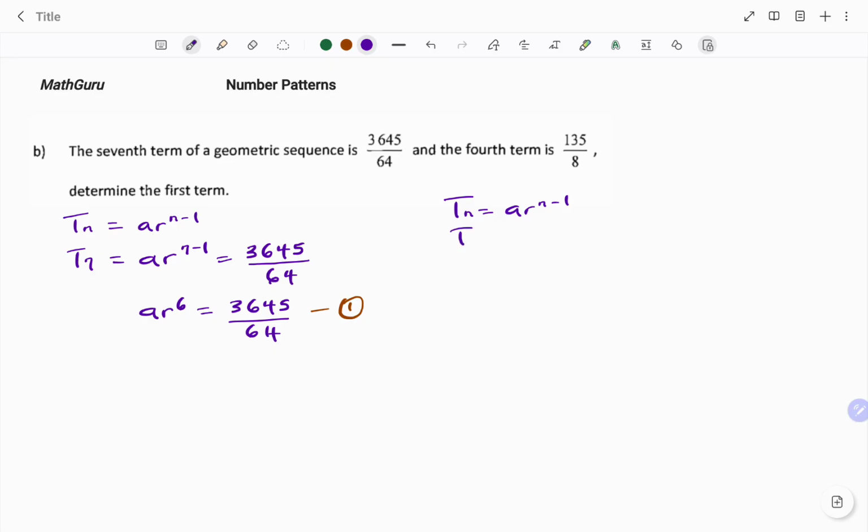So to find the fourth term, T4 will be ar^(4-1), which is equal to ar^3. And we've been given that value as 135 over 8. So therefore, I'm going to tag that as my second equation. That's equation 2. So therefore, I have two missing variables, the first term, a, and my common ratio, r. Because I have two equations, I'm going to use simultaneous equations to solve.